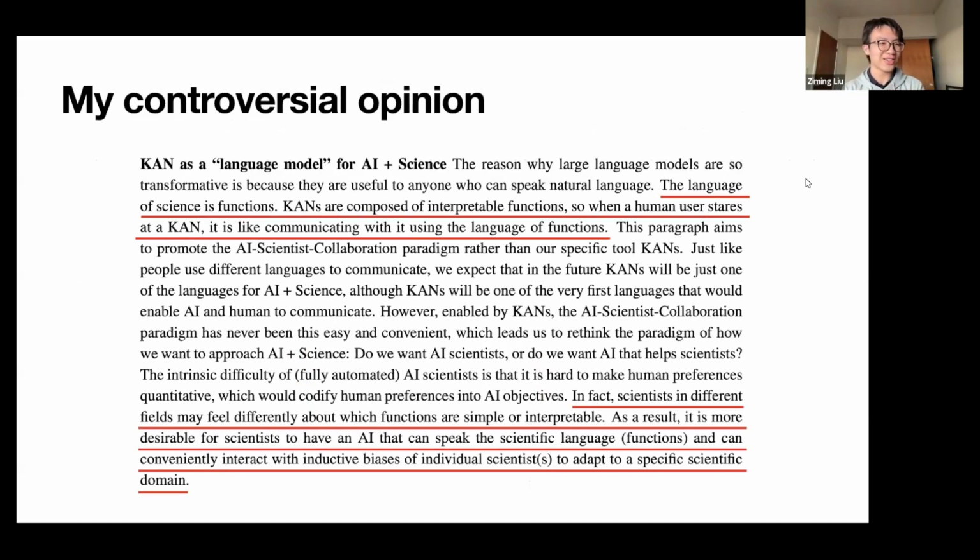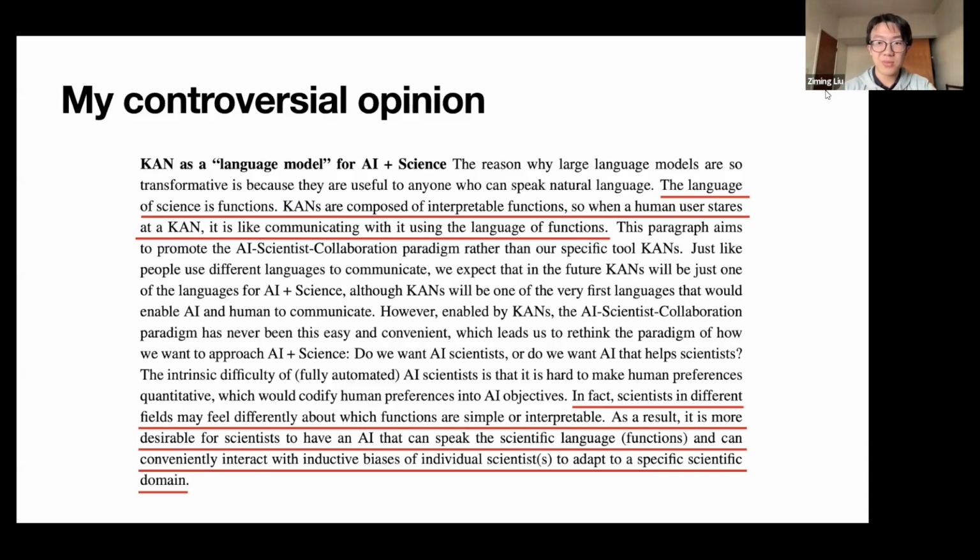This is the part that attracted a lot of criticism, but also a lot of praise, depending on your view. But I'm personally quite proud of this part. It might be a little bit too catchy, but this is the intuition. This is my mental picture of how I see KAN. I think the reason why large language models are so transformative is because they're useful to anyone who can speak natural language. However, the language of science is functions. You can make it more advanced, like operators, but the basic object is functions.